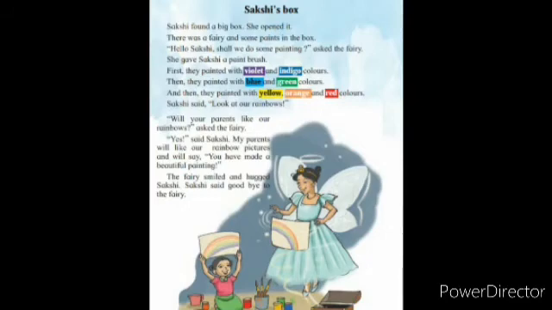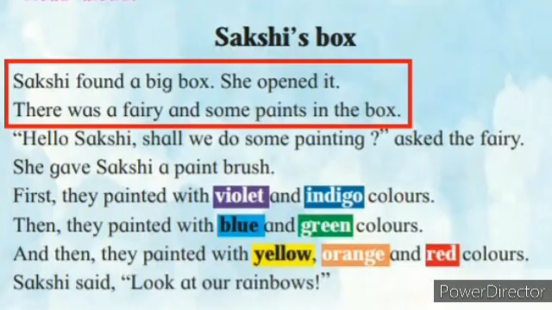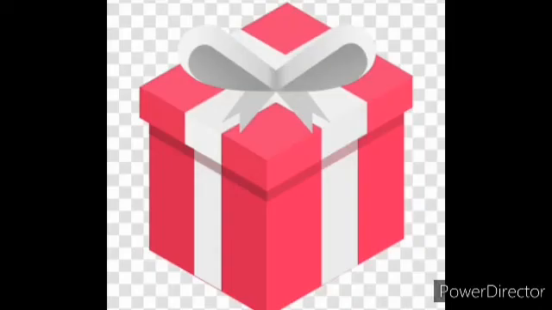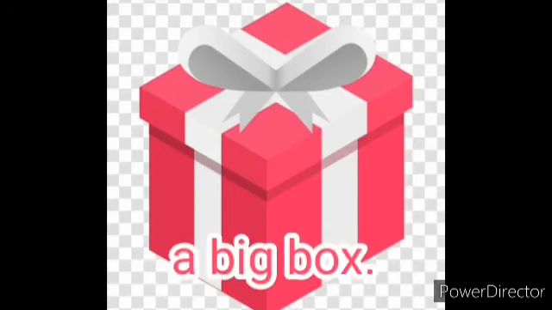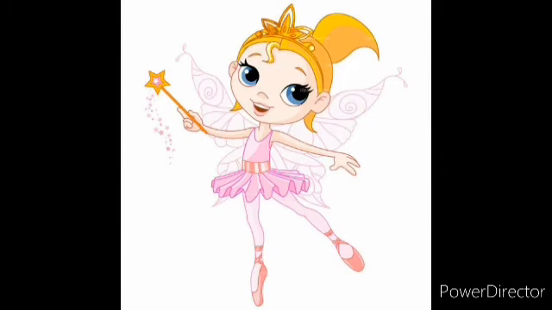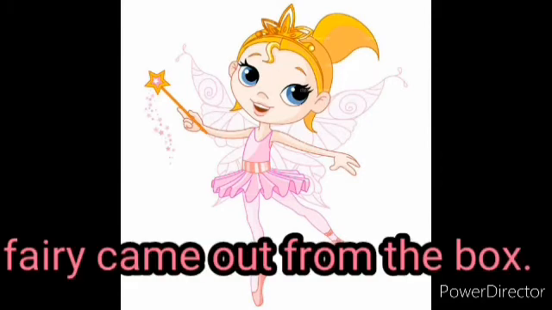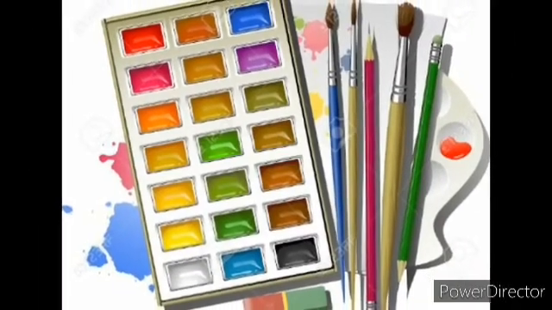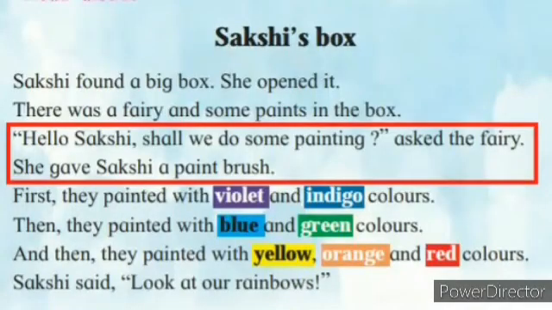Now, let's read this story, Sakshi's Box. Sakshi found a big box. She opened it. There was a fairy and some paints in the box. What did Sakshi find? A big box. After opening, the fairy came out from the box and there were some paints in the box.